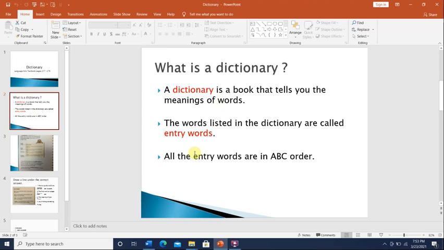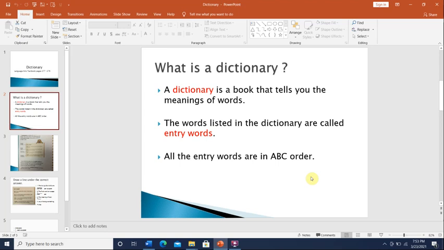Okay, how are the words arranged or listed in the dictionary? They are arranged in ABC order. Okay, that means they are not like in numbers. You have numbers in order 1, 2, 3, 4, 5. Well, the entry words, or the words that you look for the meanings of, are listed in ABC order. That means the words are listed in A, B, C, D, like that.